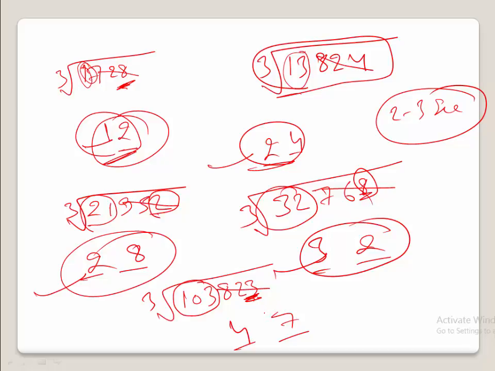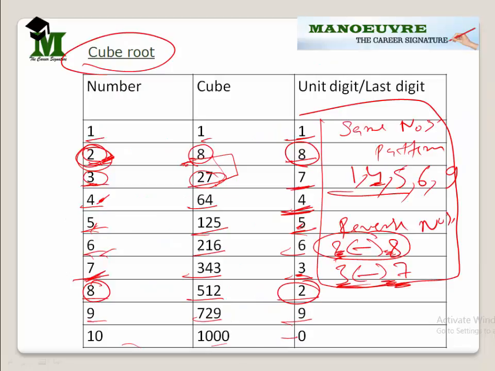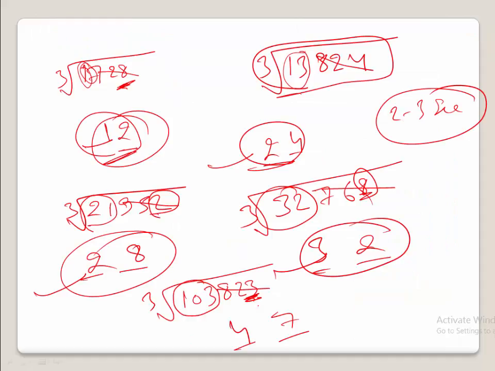103 is coming between these two numbers, and 125 is greater than 103, so this obviously can't come, so 4 has to be there. So for this, 47 has to be your answer. I hope the funda is clear for the square root and cube root. So whenever you come across a question which is based on square root and cube root, I'm pretty much confident you will be able to solve the questions within 2 to 3 seconds.